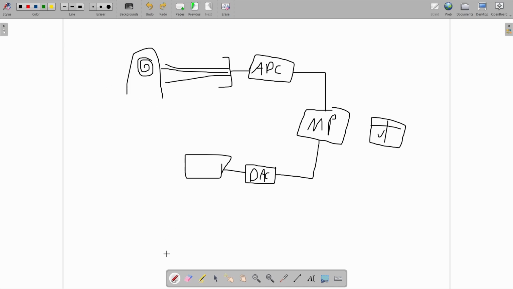However, let us say this fingerprint does not belong in the database. The microprocessor will then send a signal through the DAC and say that this person is not in the company or whatever.